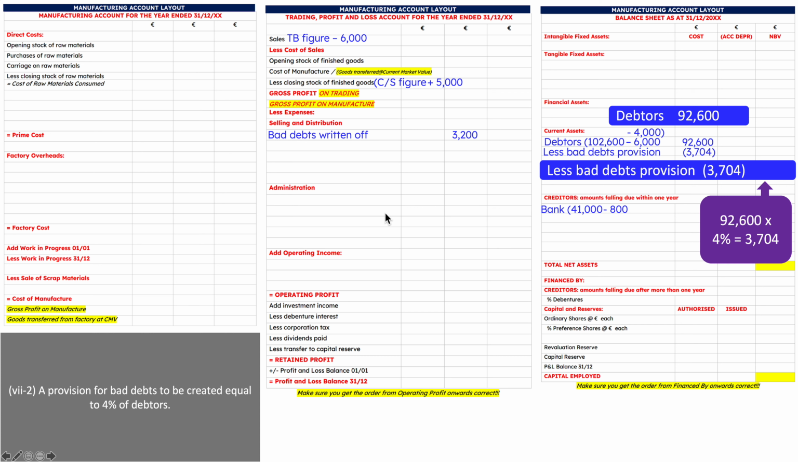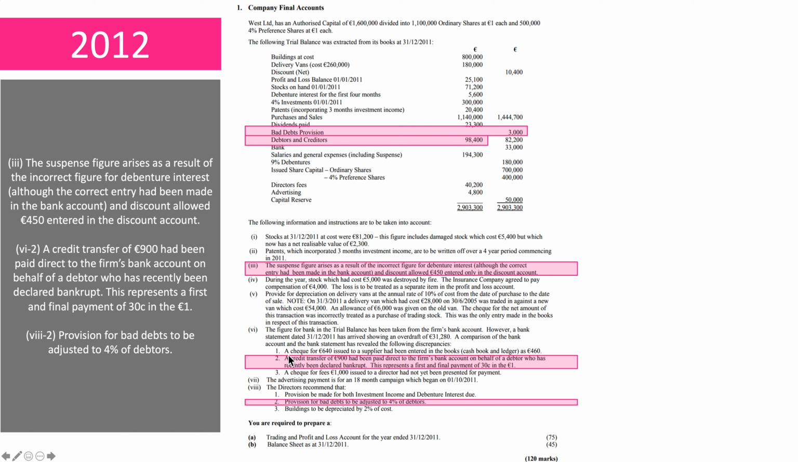So bad debts provision is going to be taken away here. So that is in selling distribution expenses. That is all 3 of those adjustments. And just remember, put your closing stock figure here when you get it all finished as well.